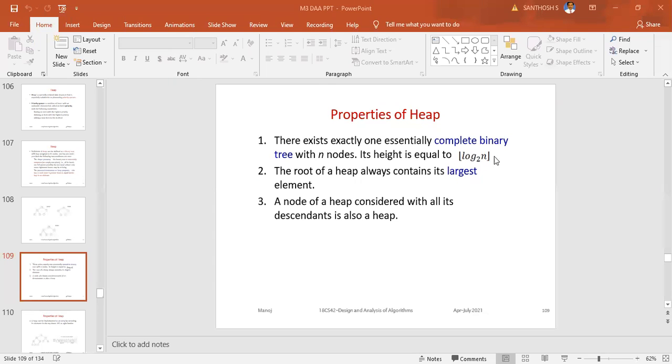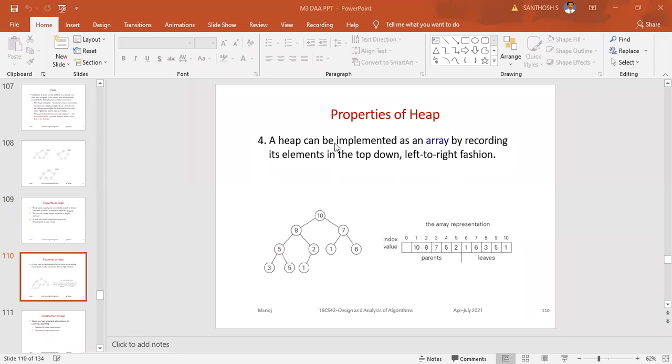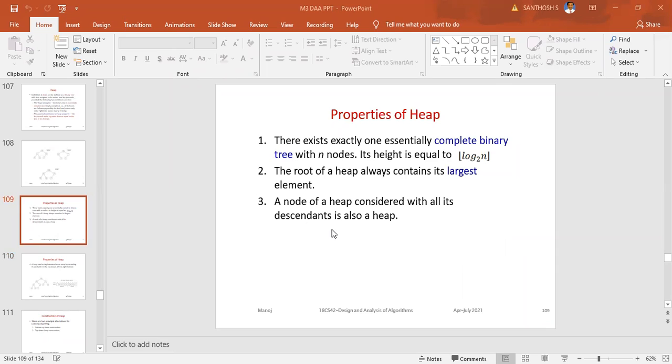With n nodes, its height is equal to log n to base 2. The root of the heap always contains its largest element. The node of the heap considered with all its descendants is also a heap. So these are the properties of the heap: first, second, third.